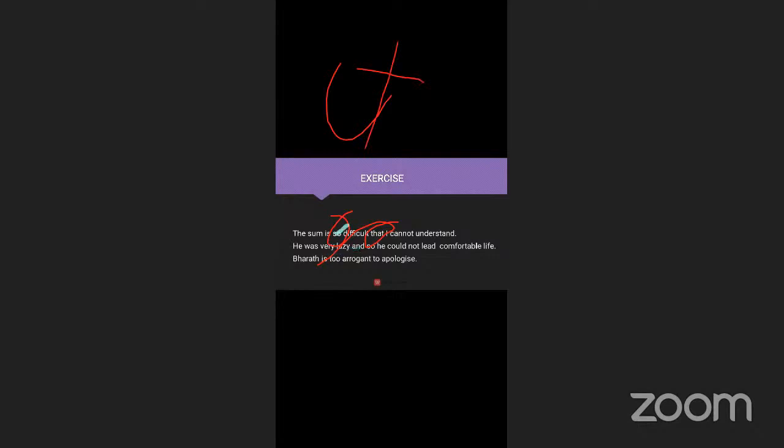How will you change the complex sentence into compound form? How can you change this? Complex sentence into compound form means so that will be changed to very and so. The sum is very difficult and so I cannot understand.